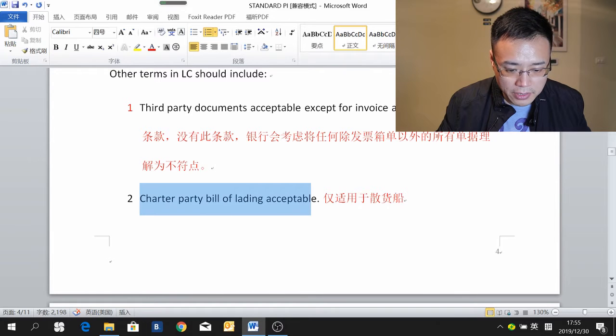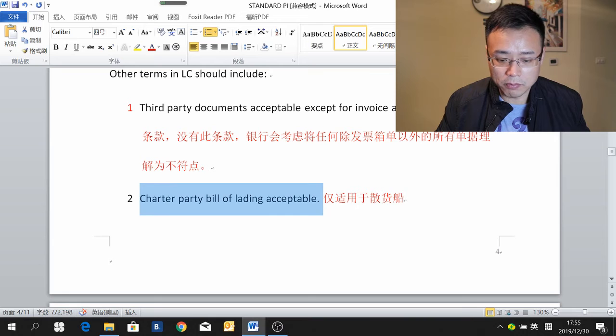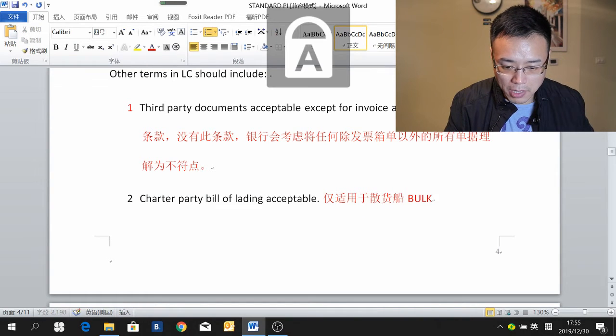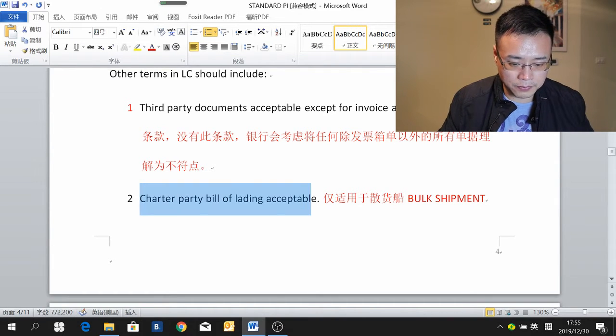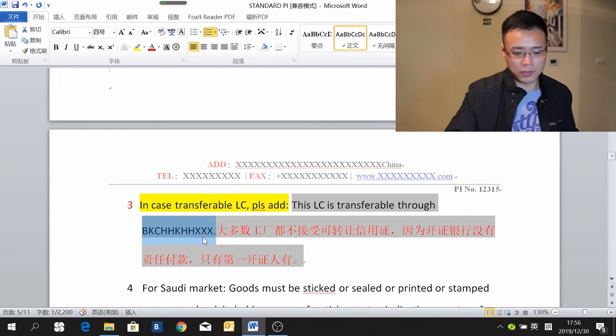Charter party bill of lading acceptable. This is only suitable for bulk shipment, okay? Bulk shipment, I'll write it here for you. If it is container shipment, you don't have to mention this. Number 3, in case of transferable LC, please add: this LC is transferable through, okay, this is our bank, Swift code.